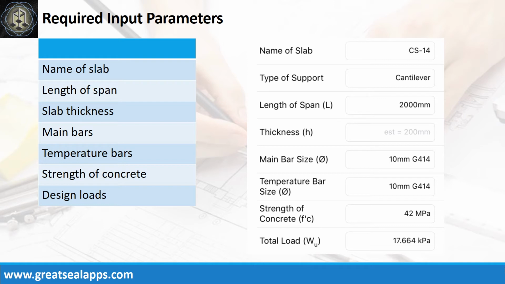Enumerate input parameters required. Name of slab CS14, type of support cantilever, length of span 2000 mm, slab thickness 200 mm, main bars and temperature bars 10 mm bar at grade 414, strength of concrete 42 MPa, and factored load 17.664 kPa.